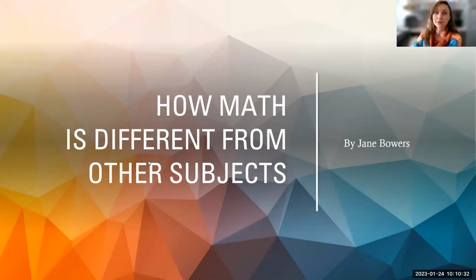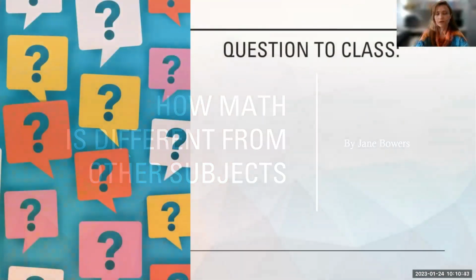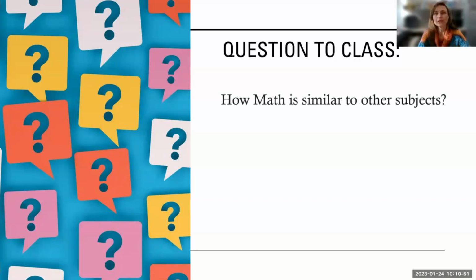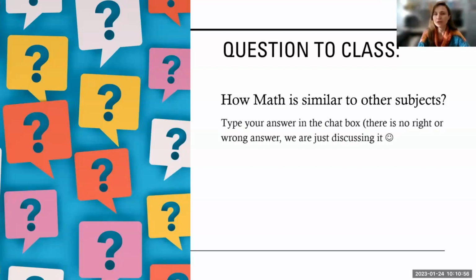So math courses, you probably notice that they're different because of many reasons. First, before we start talking about how math courses are different, what do you think are the similarities? How is math similar to other subjects? Type your answer in the chat box. And don't worry, there's no right or wrong answer. I just want to hear your thoughts. How do you think math is similar to other subjects? I have some ideas, but I want to hear you first. So type in the chat, what are your thoughts on that?